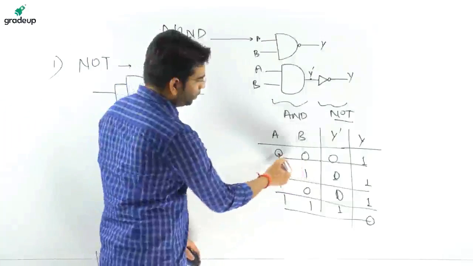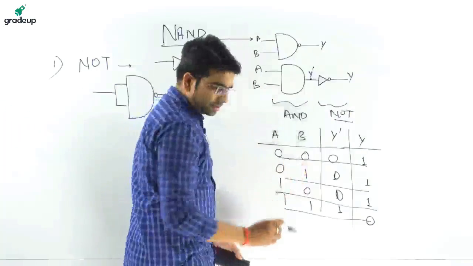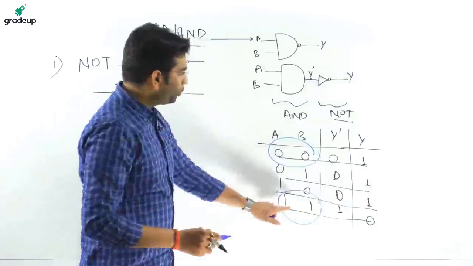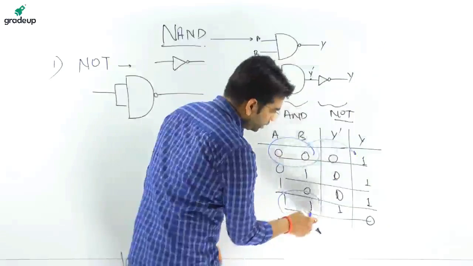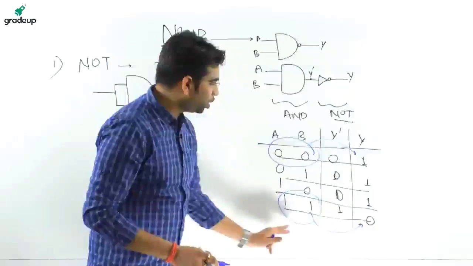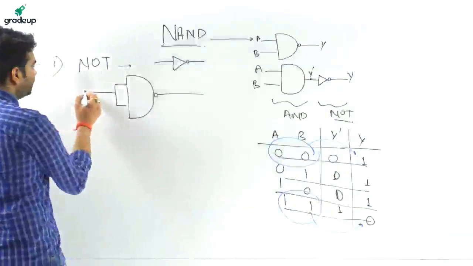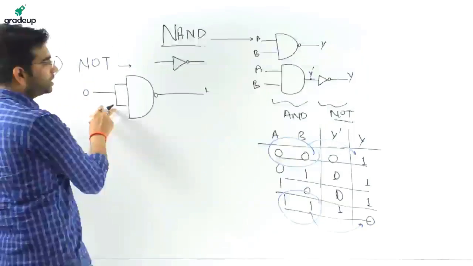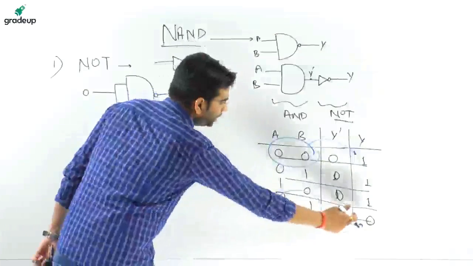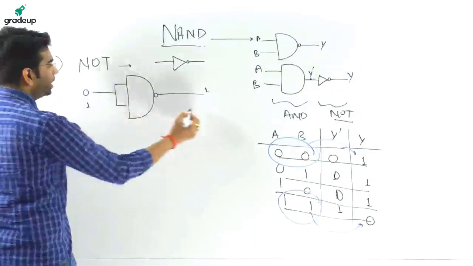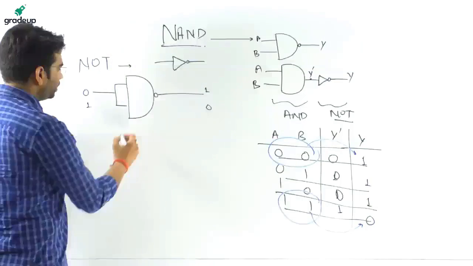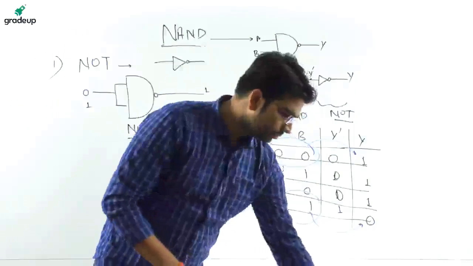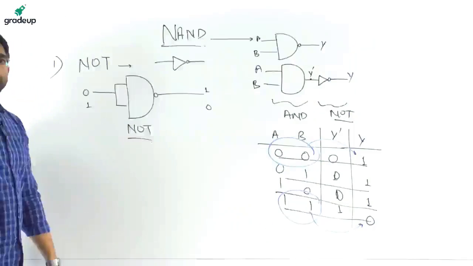We see that if both the inputs are the same, that is the condition we have to check. If both the inputs are the same, what is the output? The output is the negation or the complement, okay? So if both are 0, then we are getting 1. If both are 1, then we are getting 0. So it will act as a NOT gate or inverter, okay? Yes, the first gate we have designed, that is the NOT gate.